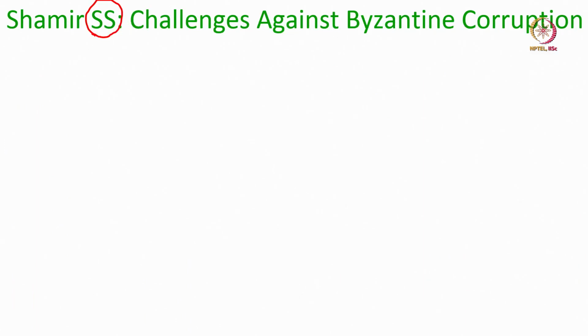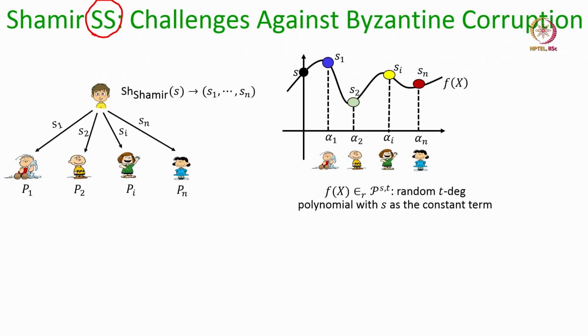What we are now going to discuss is the challenges which we face while running the Shamir secret sharing in the Byzantine corruption model. So, what is the Shamir secret sharing mechanism? If there is a secret S which needs to be secret shared by the dealer, then the dealer has to pick a random T degree polynomial whose constant term is the secret to be shared, and each party is supposed to be provided the value of that polynomial at a fixed point alpha i. So, the ith party is supposed to be provided the value of that polynomial at alpha i, the nth party is supposed to be provided the value of that polynomial at alpha n, and so on.